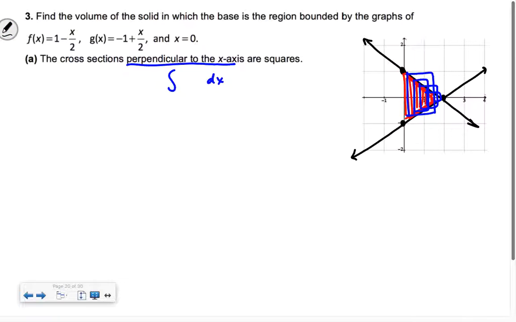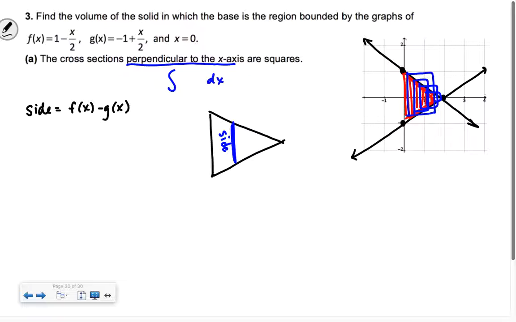All right, so we need to figure out what this distance is right here. So this is one of the sides of the square. You just do top minus bottom. Right? Top minus bottom, that's it. So our top curve was that f of x, and our bottom was g of x. So you could really just write it like that, f of x minus g of x.